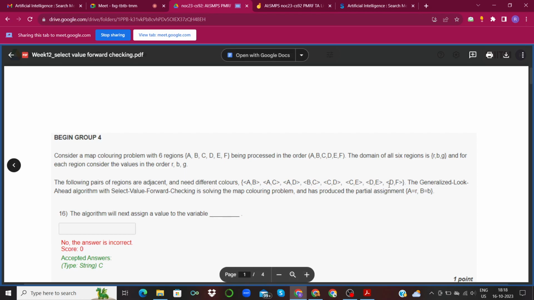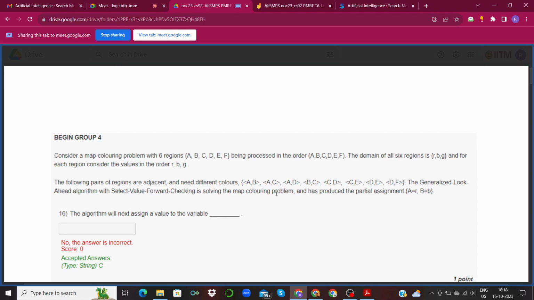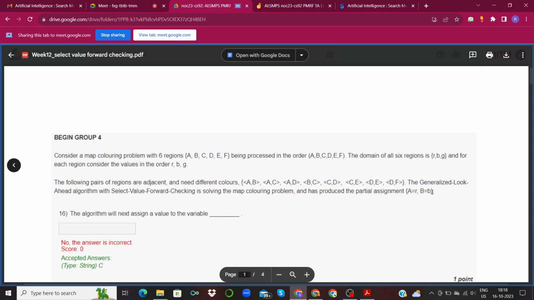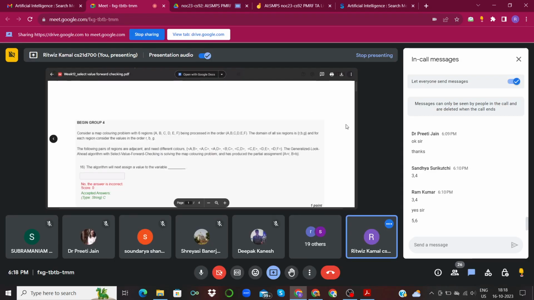This is also given to you, and you have to use a generalized look ahead algorithm with select value forward checking to solve the map coloring problem. You are given a particular partial assignment to begin with, so you don't have to start with a random guess. You are already told that region A has been assigned R and B has been assigned blue. So you have to come up with potential assignments to all the other regions such that this consistency holds and the map coloring problem is also satisfied. I'll give you some time to try to solve this on your own, and then we'll have a look at the detailed solution.